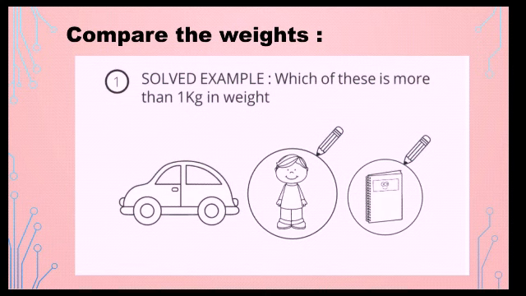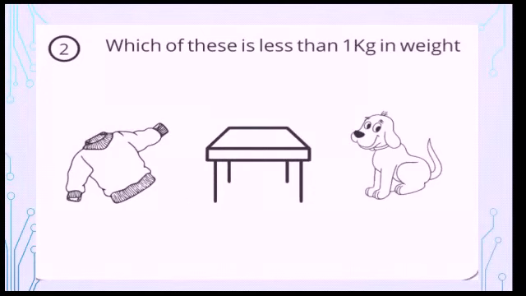The first figure is a car, but it is a toy car. It is a toy car. So you know that a toy car's weight is not more than 1 kg. And then a girl, and then a big book, or you can say a diary. So it is more than 1 kg. Now the second question, which of these is less than 1 kg in weight?